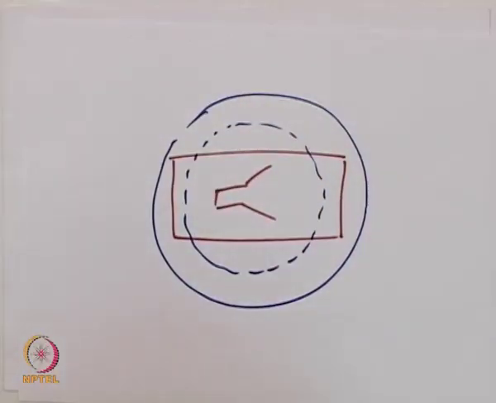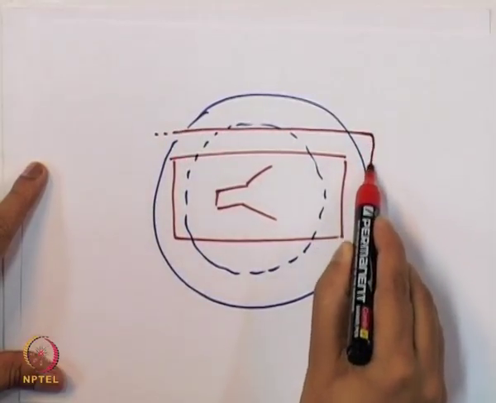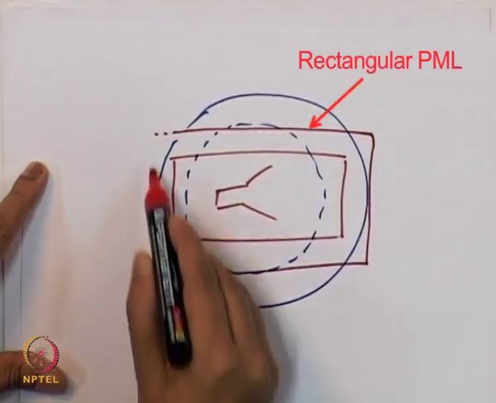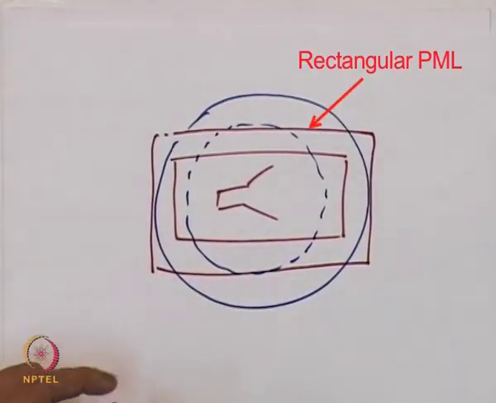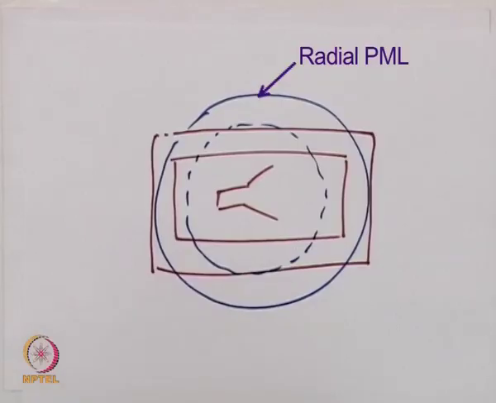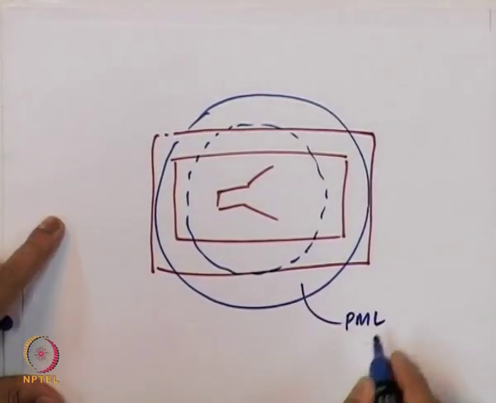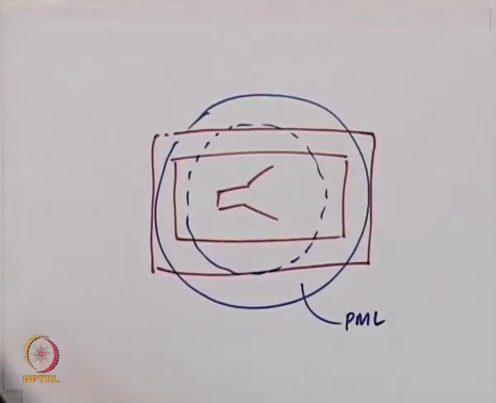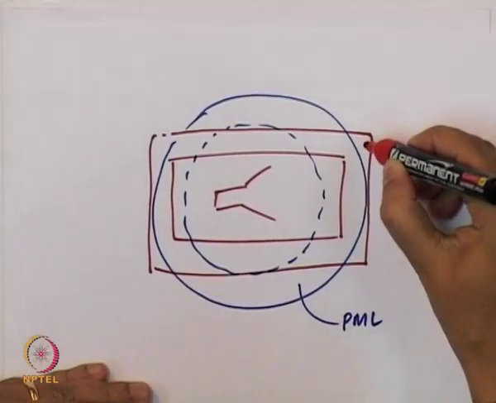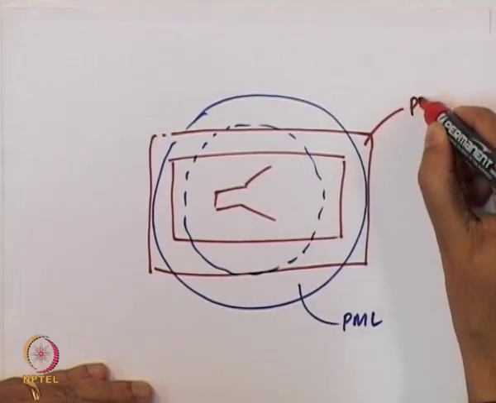So in the case of a rectangular truncation, we have to put the boundary conditions like this, but in the case of a radial truncation, our PML will be in this area. So this will be the PML area. In the case of radial truncation, in the case of rectangular domain, this will be the PML.